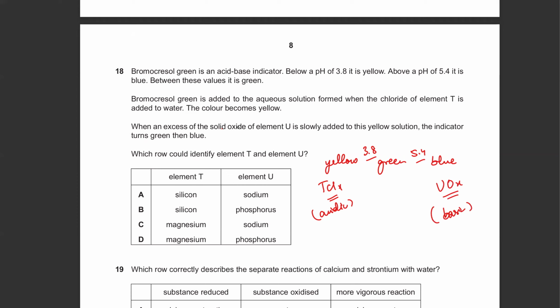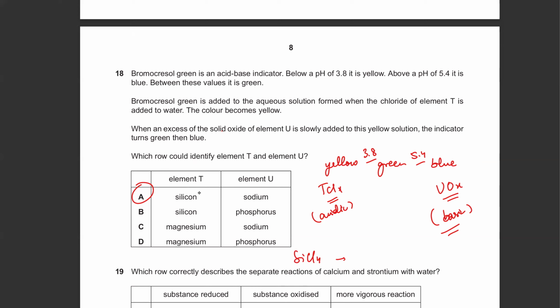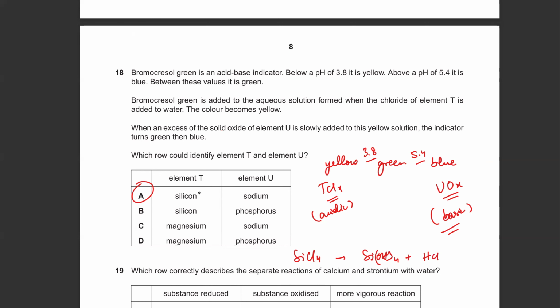So what are element U and element T? U is phosphorus and T is silicon. No, basic. Silicon is fine. Silicon is acidic. Oh, U is sodium, I mean. Okay, so sodium oxide will form sodium hydroxide, which is the base. Silicon chloride will hydrolyze and form, when you mix it in water, silicon hydroxide or oxide, plus it's going to form HCl.